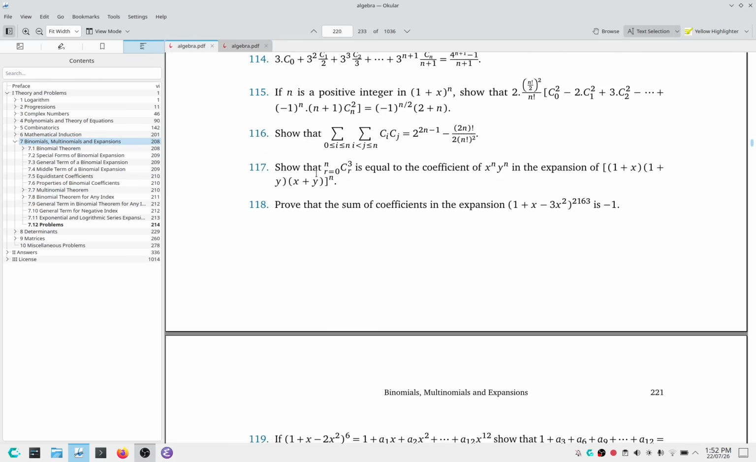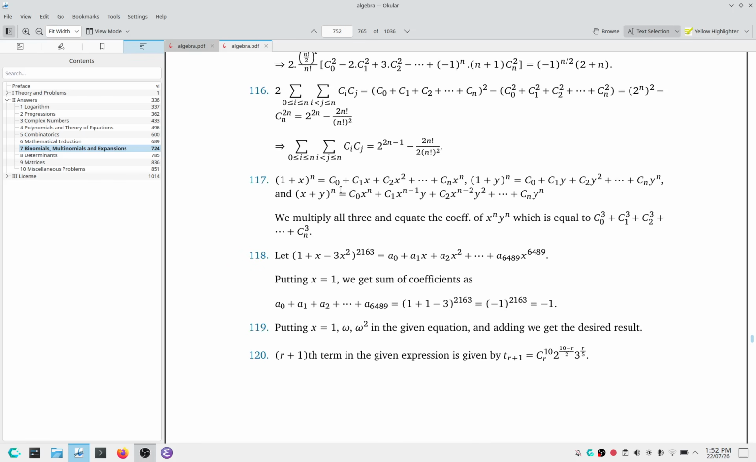Question 117 says: show that, again, there is something wrong here. This was correct. So what is this? It should be the sum for r = 0 to n. We'll see, in 117 there is some typing mistake. If there is something, we'll look at the answer and we will know. So there is some sum here, which is equal to the coefficient of x^n y^n in the expansion of (1 + x)(1 + y)(x + y)^n. Okay, this looks like 3n Cr or something like that. We look at the answer, we will know.